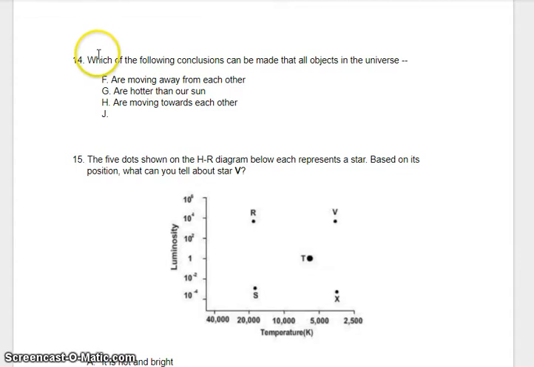14. Which of the following conclusions can be made that all objects in the universe are moving away from each other? G, are hotter than our sun. H, are moving towards each other. All objects in the universe are what?